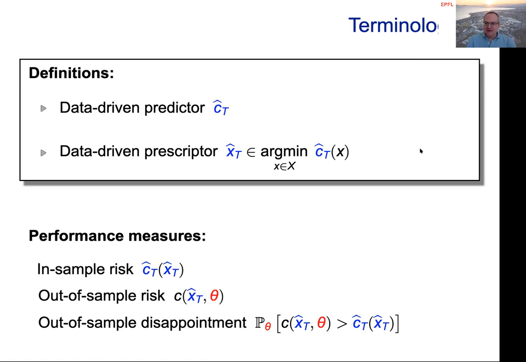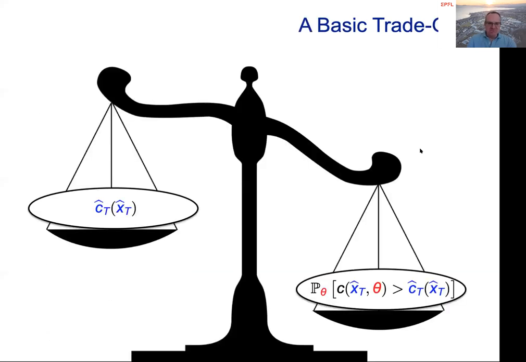Again, the out-of-sample disappointment is inaccessible to the decision maker because it depends on the unknown parameter theta. This is a problem. Ideally, we would like all three performance measures to be as small as possible. But it's important to notice that the in-sample risk and the out-of-sample disappointment are subject to a fundamental trade-off. Reducing the in-sample risk, for example, by adding a negative constant to the data-driven predictor C hat T, increases the out-of-sample disappointment and vice versa. This means that minimizing both should be expected to be difficult.